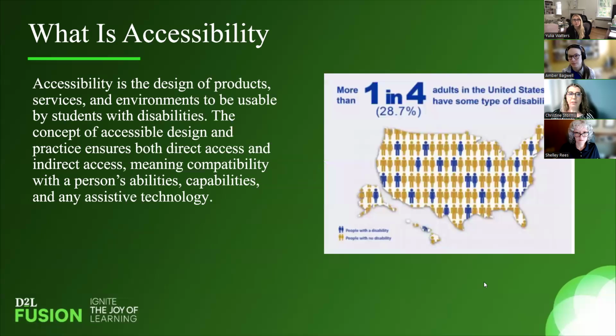Absolutely. Thank you, Brian. What is accessibility? Accessibility is the design of products, services, and environments to be usable by students with disabilities. The concept of accessible design and practice ensures both direct access and indirect access, meaning compatibility with a person's abilities, capabilities, and any assistive technology. Today, more than 1 in 4 adults in the United States have some type of disability. These are all things that we need to take into consideration when we're looking at designing courses.